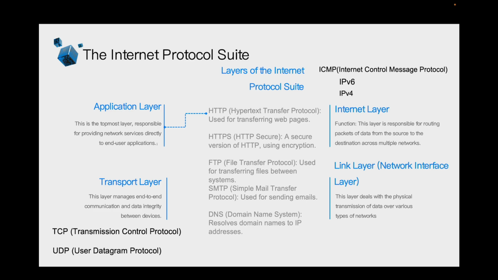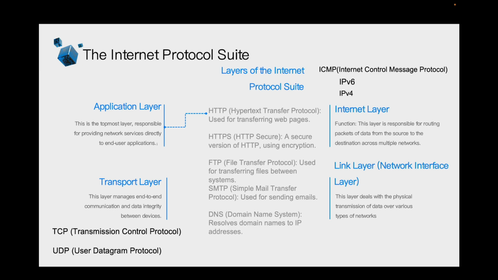And on the third layer, we have the internet layer. This layer is responsible for routing packets of data from the source to the destination across multiple networks. It handles the addressing and the routing through the internet. IPv6, IPv4, and ICMP, the Internet Control Message Protocol, are all inside the internet layer.